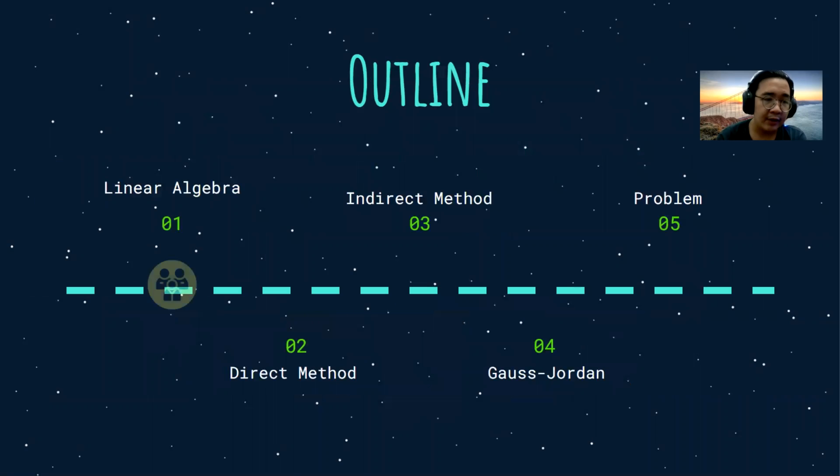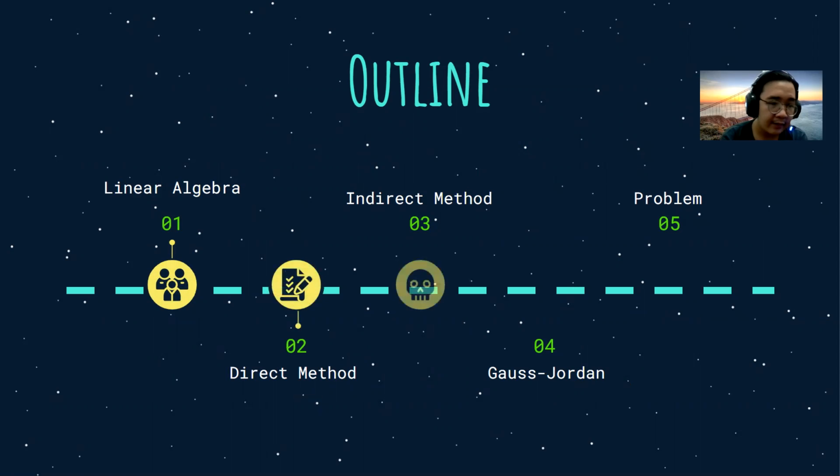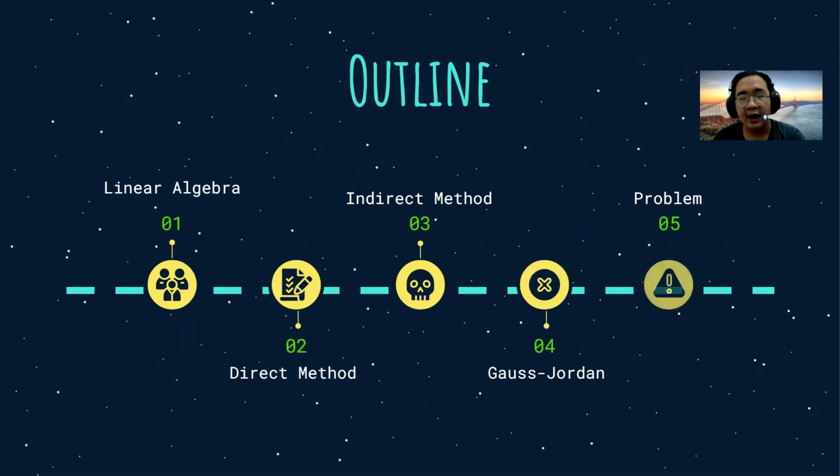Here's the outline of my presentation. First, we're going to talk about linear algebra, which is the basic knowledge to solve this problem. There are two methods in linear algebra, the direct method and the indirect method. To solve this problem, we need Gauss-Jordan, which is an application of the direct method. In the end, I'm going to show you the steps that I use to solve this problem by using OpenModelica.